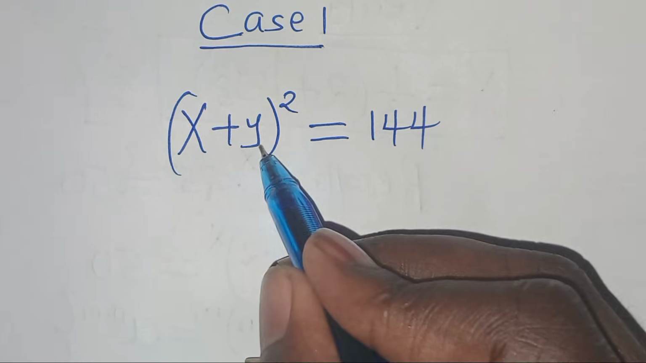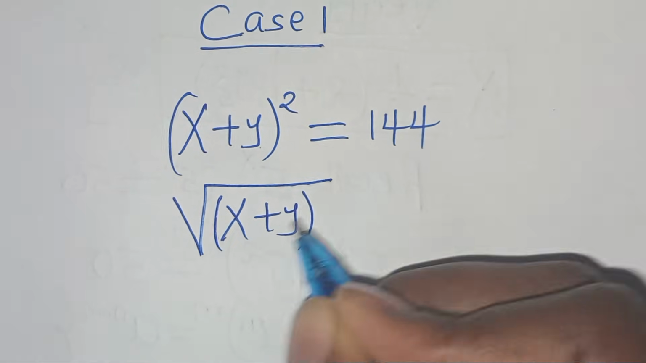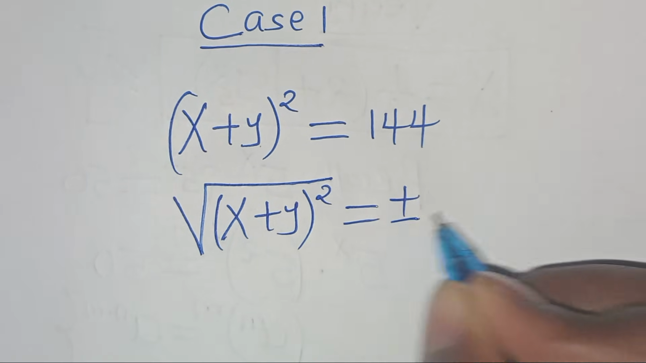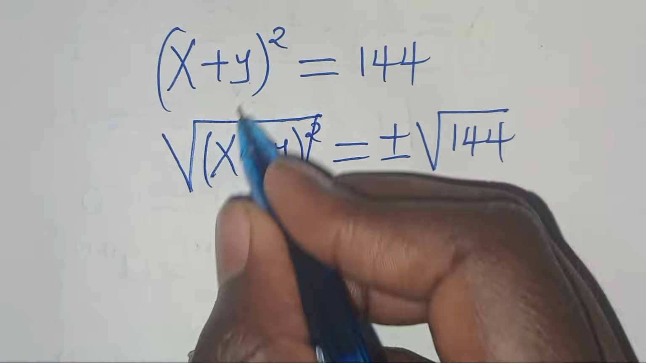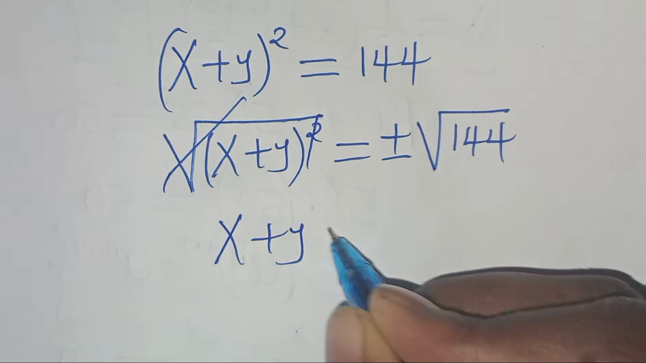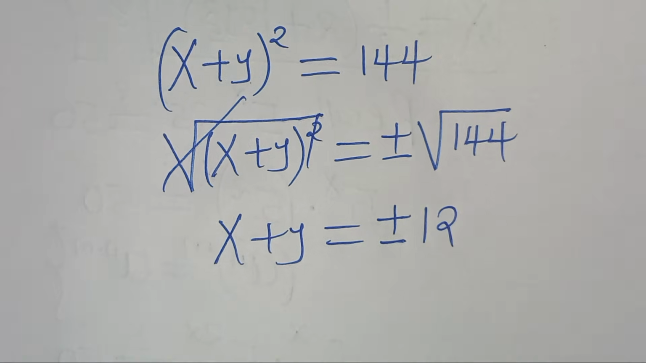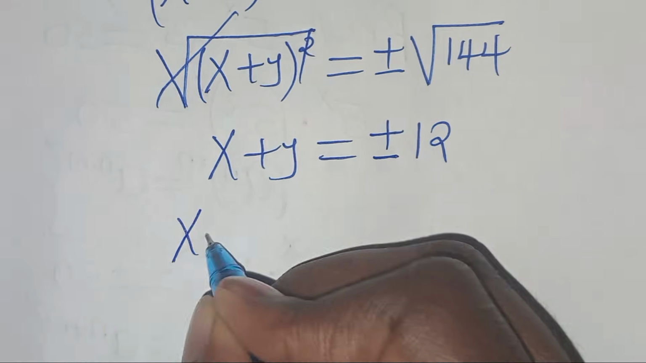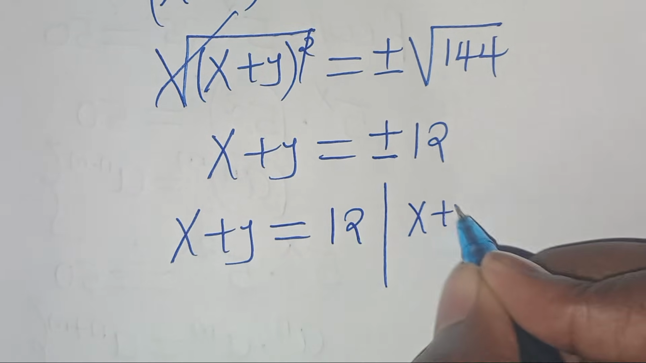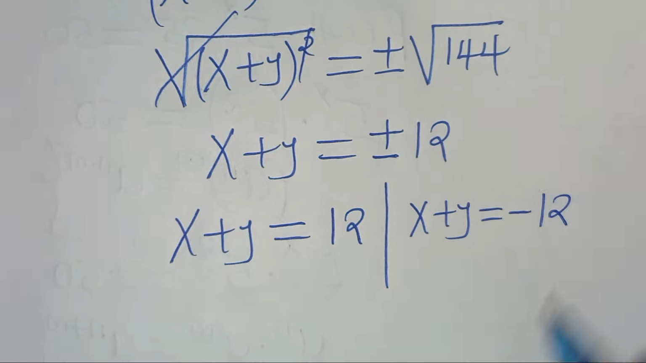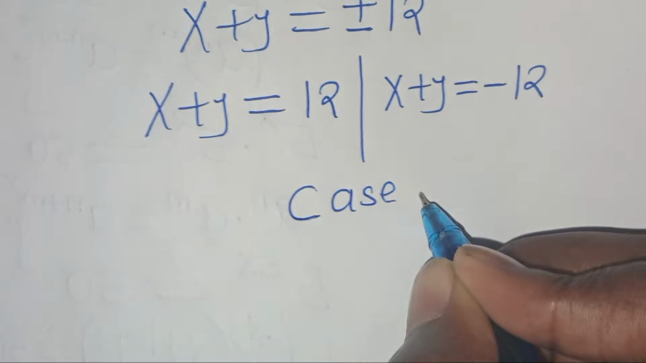Now to solve for x plus y here, let's introduce a square root on both sides. We have the square root of x plus y raised to the power of 2 is equal to plus or minus the square root of 144. So let's simplify here. We have x plus y equal to plus or minus the square root of 144, which is 12. So in case 1, we have x plus y equal to 12, or x plus y equal to negative 12. Now, let's proceed to case 2.